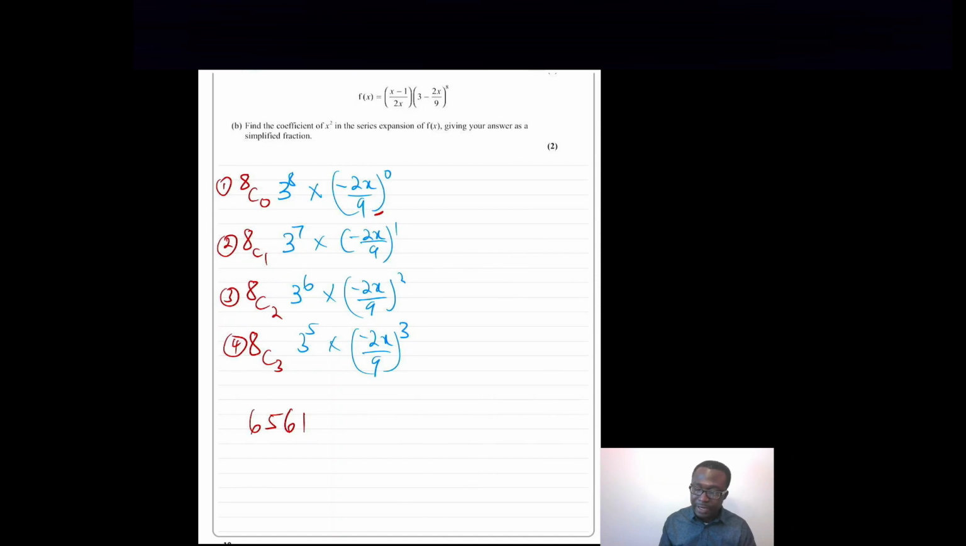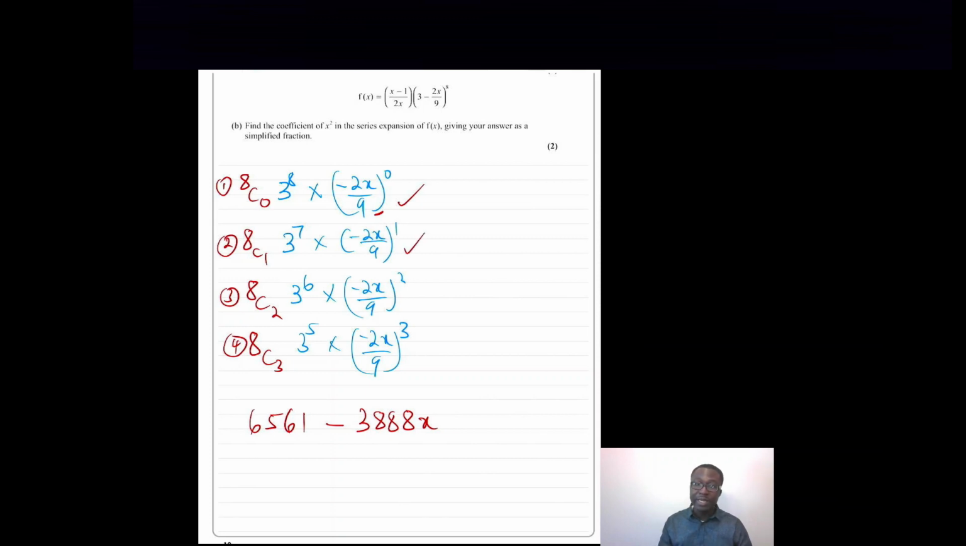All right. And then we check the next bit. Now we are usually going to be doing addition, but because there's minus to the power 1, we know we're going to have minus here. So we've got 8 combination 1, which is 8, times that by 3 to the power 7, which is 17496. We're going to multiply that by 2 and divide by 9, which gives us 3888x. Okay, so we've done that part, so we're checking as we go.